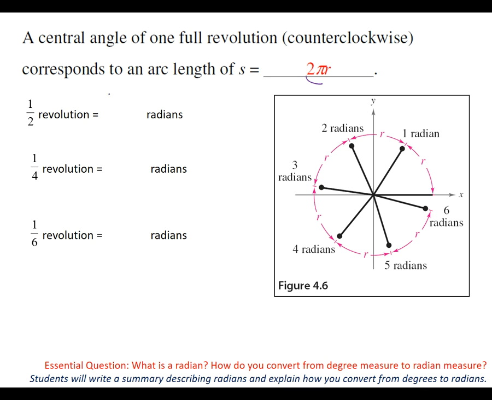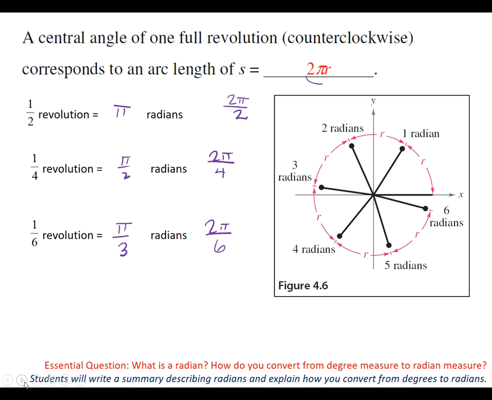Okay? So if 1 full revolution is 2 pi, how much is half of a revolution? 1 pi, isn't it? Pi. If 1 full revolution is 2 pi, how much is a quarter revolution? Pi over 2, or 1/2 pi, right? If 1 full revolution is 2 pi, how much is 1/6 of a revolution? Pi over what? 3. So that's one way to get some of these special measures.